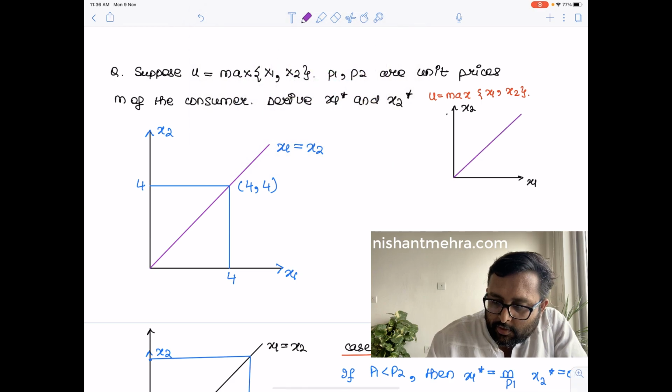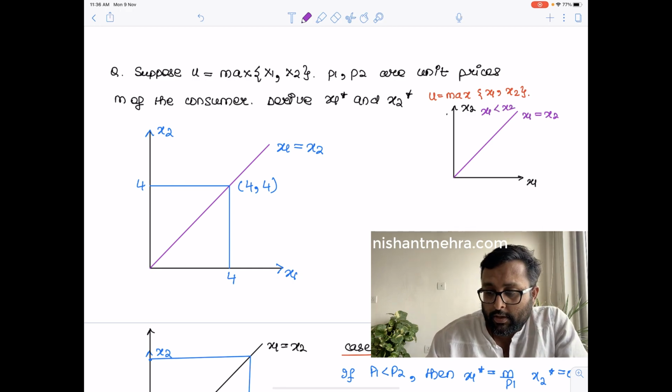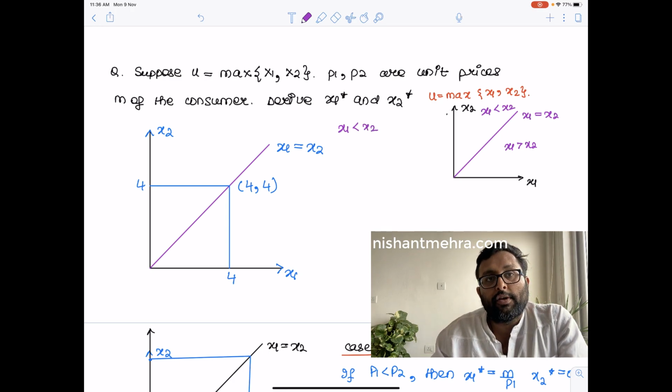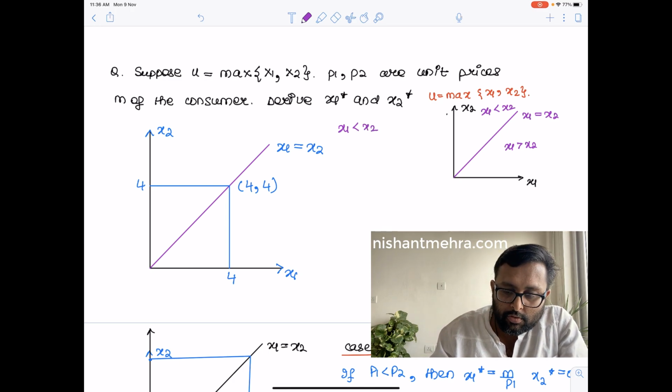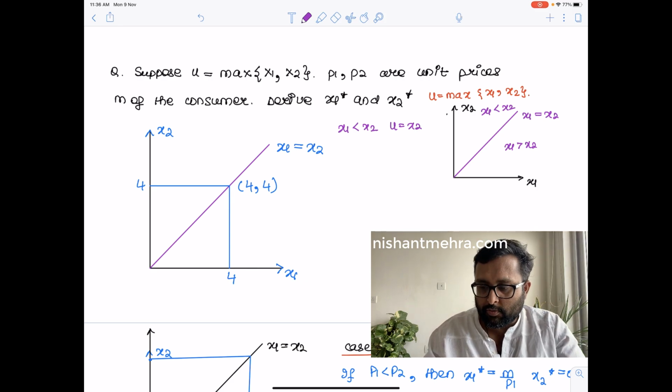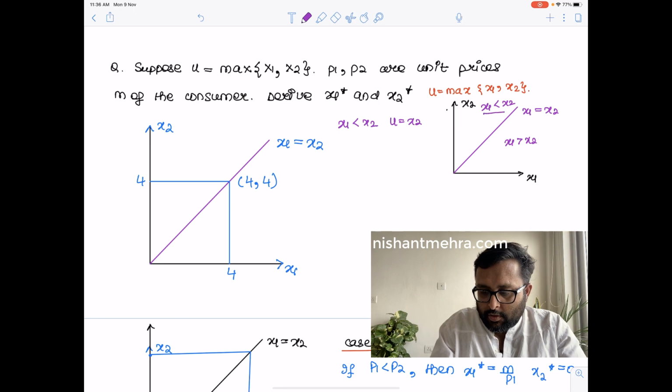Kink is defined at x1 equals x2, right? This region is x1 less than x2, and this region is x1 greater than x2, as I've just told you. So there are three possibilities. Either x1 could be less than x2, and when max of x1, x2 is there, we'll pick up the highest one. So U would be equal to x2. Pick up some utility number in order to draw an indifference curve. In the region x1 less than x2, you have U equals x2.